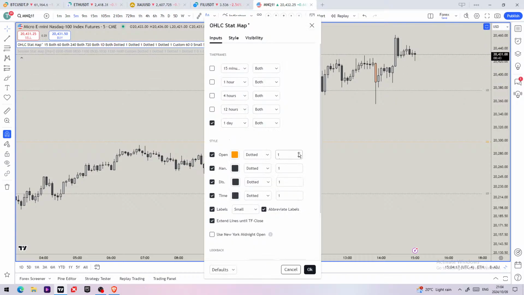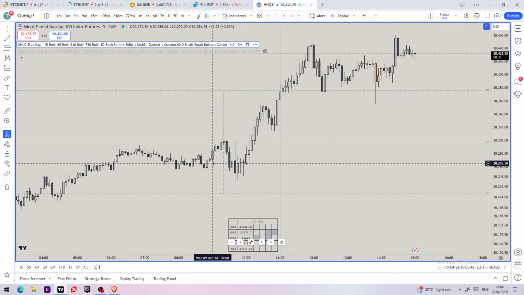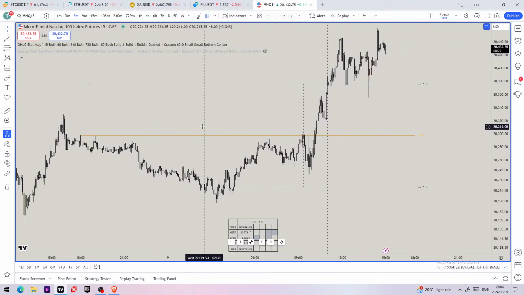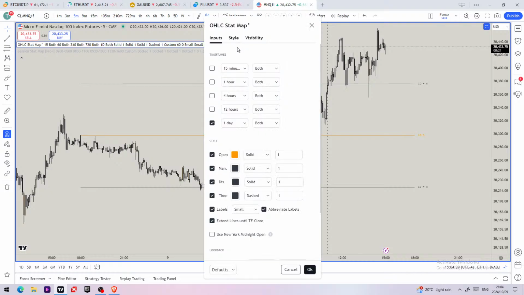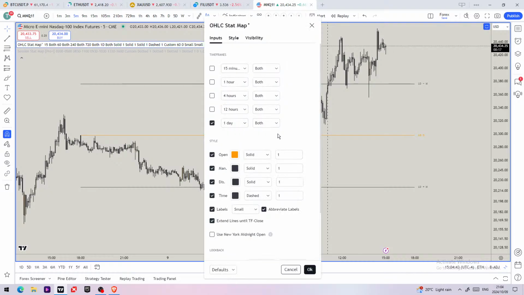Give me 1 second, I'm just going to make this solid really quickly so you guys can see all of the levels. So what that means is it's giving you levels based on an open, right? In this case it's the daily open. Under these settings I've set it to a daily open. You could set it to a weekly open, it would give you weekly levels. Monthly open, it would give you monthly levels. Hourly opens, it would give you hourly levels.